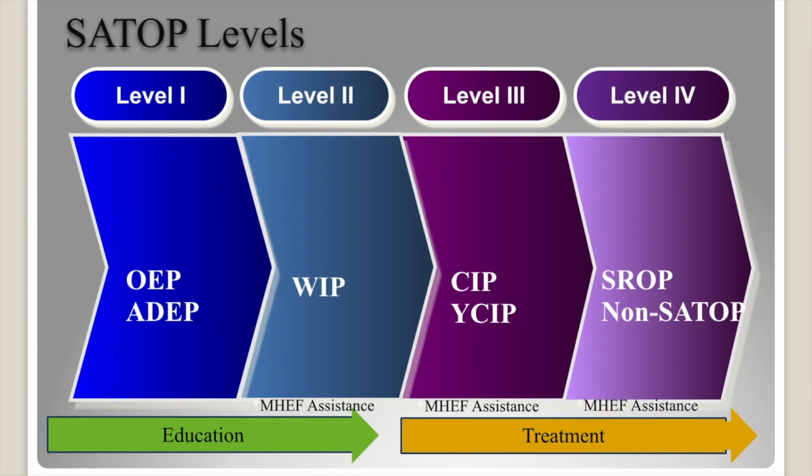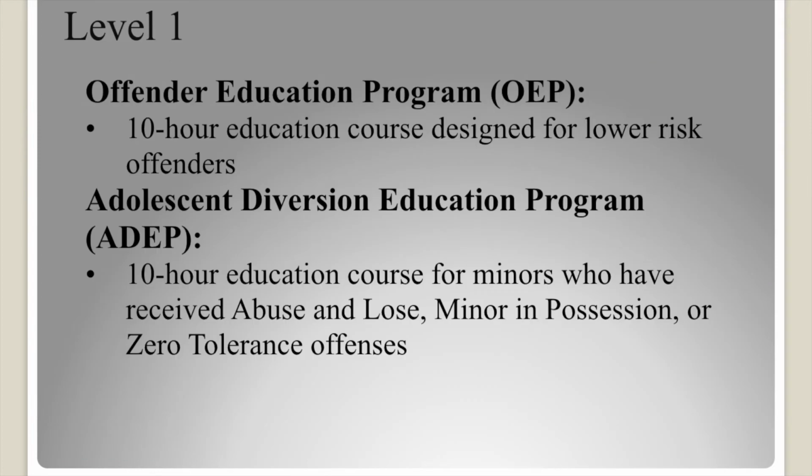So looking at the levels of SATOP, SATOP is structured to offer 4 levels of intervention based on the needs of the offender, and the first 2 levels of program services are primarily education and program content, where levels 3 and 4 are structured to provide drug and alcohol treatment. For levels 2, 3, and 4, the WIP, the SIP, the YCIP, and the SROP, offenders are eligible to apply for financial assistance to assist with the program cost. So let's take a look at some of those levels.